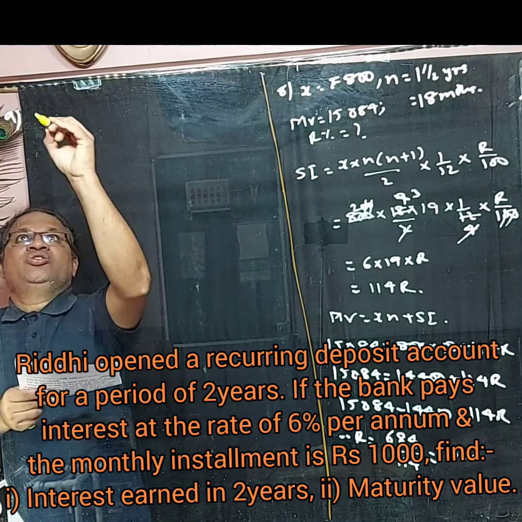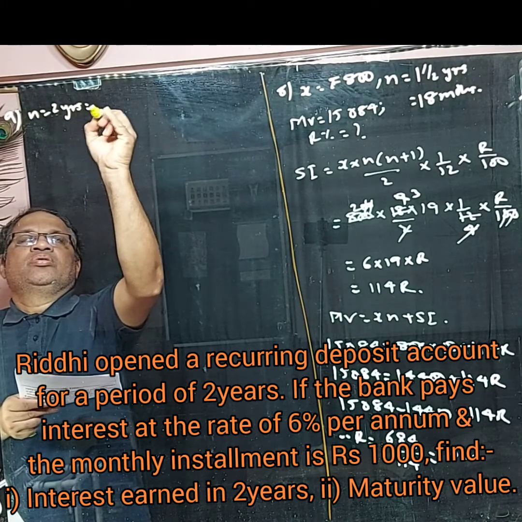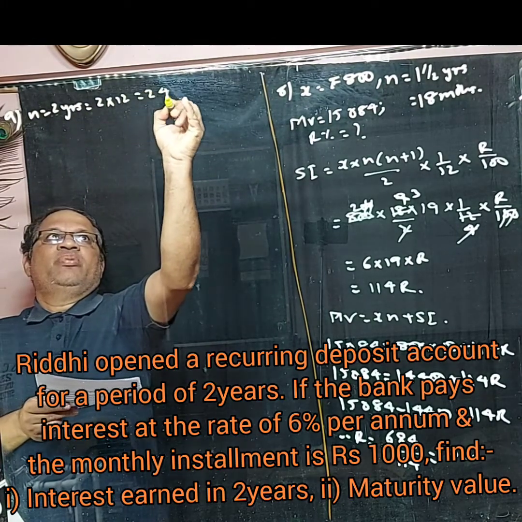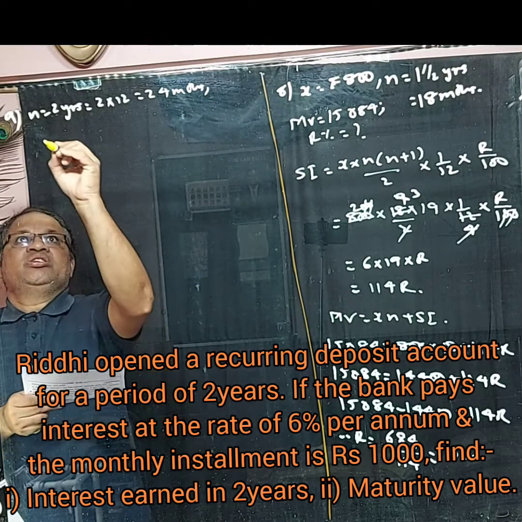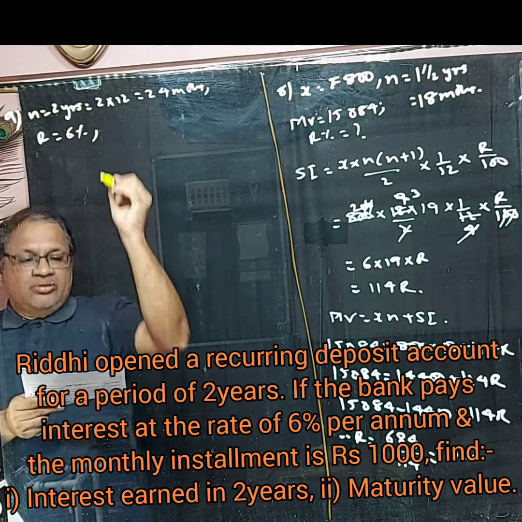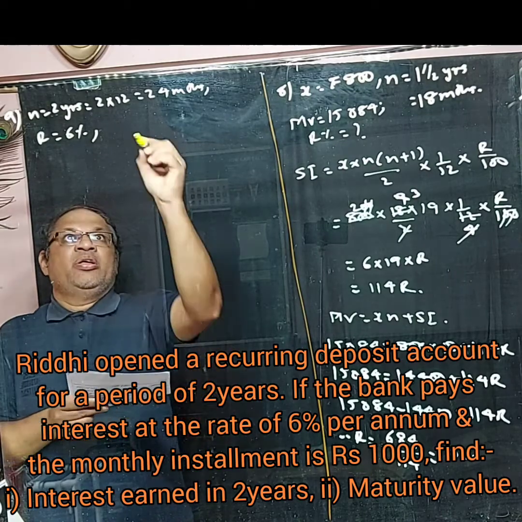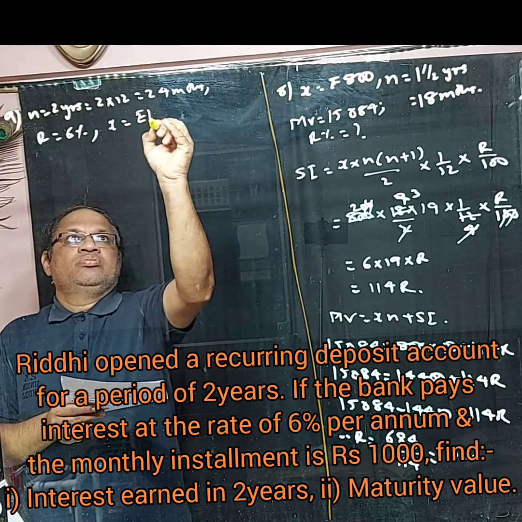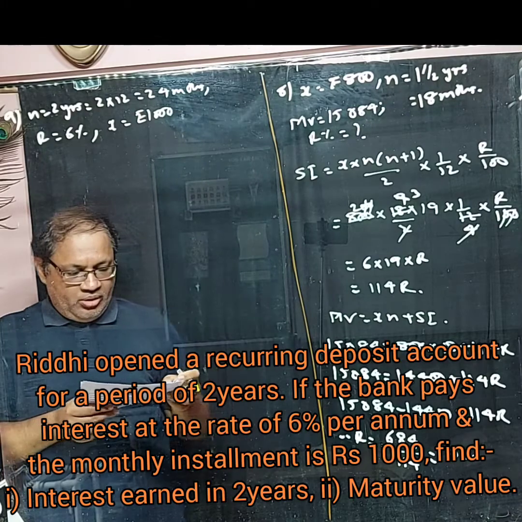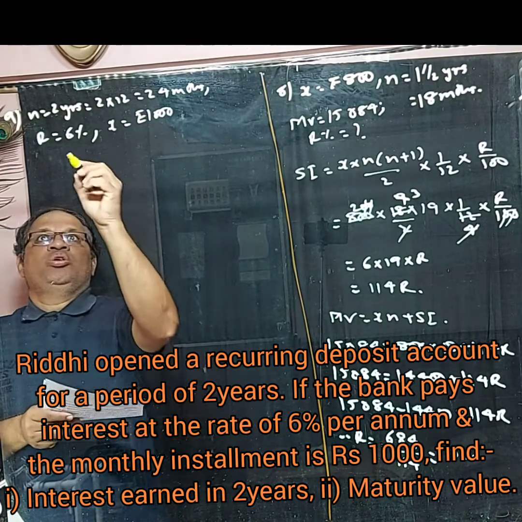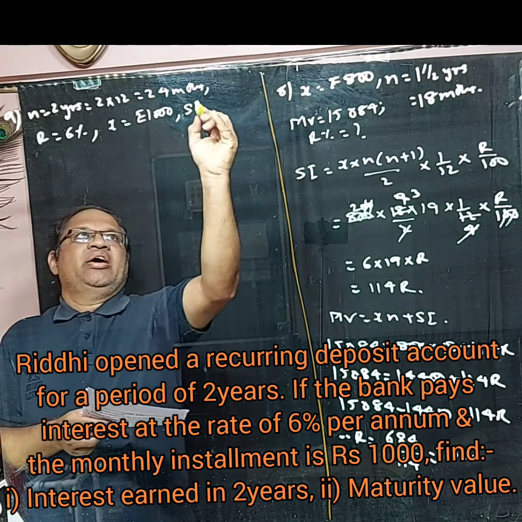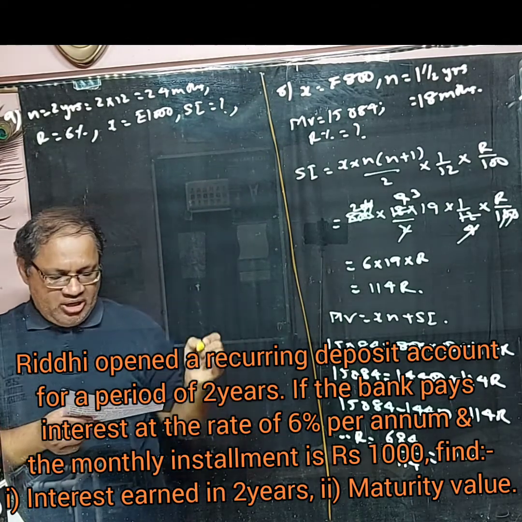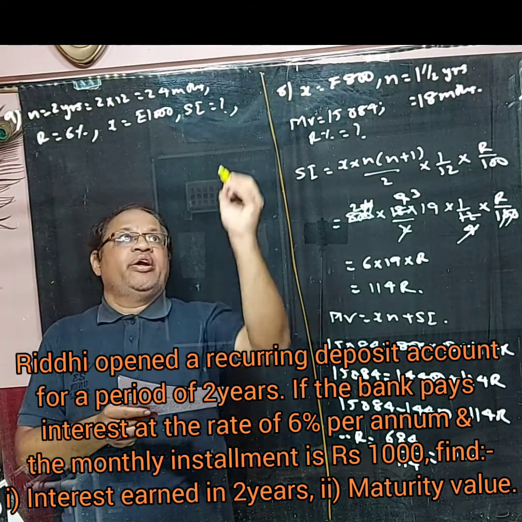So N is 2 years, 2 into 12, 24 months. Rate is 6%. Monthly installment is 1000. Interest earned in 2 years. So interest earned in 2 years means they want SI, and they also want you to find out the MV.